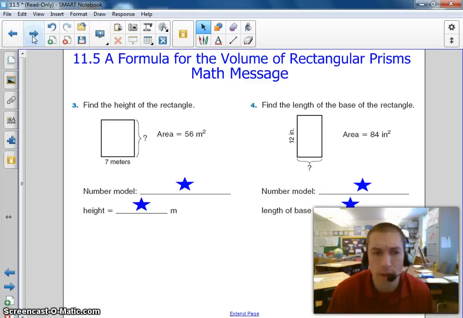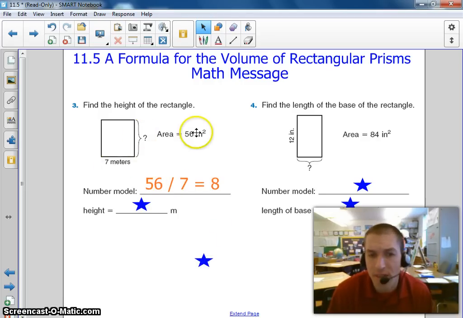This should be a review for you. Try these 2 on your own. This one, base is 7, height is, we don't know, okay, oh, I think I gave it away, is 56. So 7 times what gives you 56? Well, 7 times 8 gives you 56. They knew the area, they just went backwards. 56 divided by 7 is 8. So the height is going to be 8 meters there.